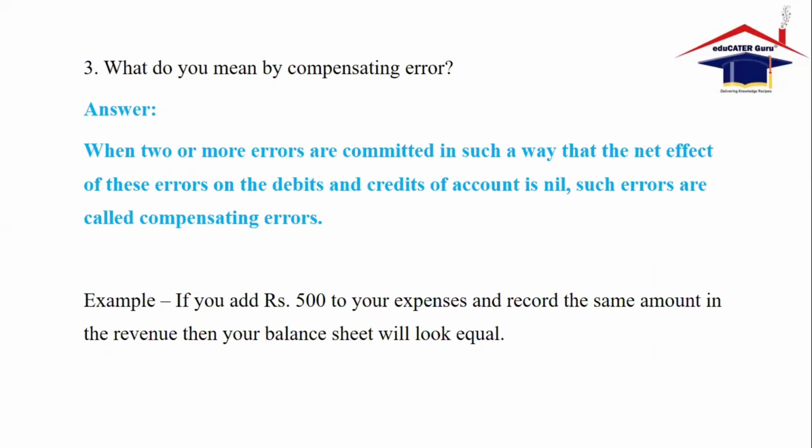If you add rupees 500 to your expenses and record the same amount in the revenue, then the balance sheet will look equal. There will be no change or difference in the balance sheet, or there will be no errors. This error is also not seen in your books because there is both effect, like in the debit also there is effect of 500, in credit also there is effect of 500, which does not make any difference to your business transactions.